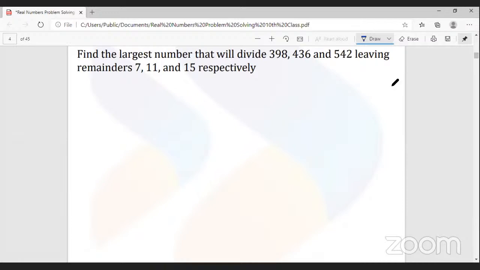This is the next question. Find the largest number that will divide 398, 436 and 542, leaving remainders 7, 11 and 15 respectively. Okay, you have 2 minutes to solve this question.